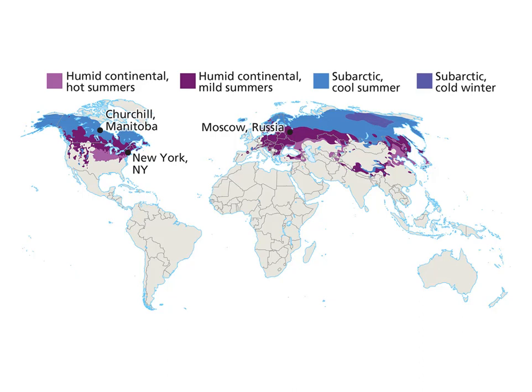Microthermal climates have 4 distinct regions. These are humid continental hot summer, humid continental mild summer, subarctic cool summer, and subarctic with very cold winters. About 11% of the world's population lives in these microthermal climates.